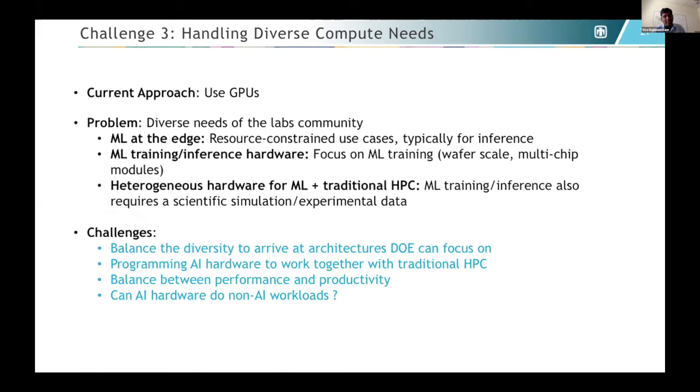The problem here is that science use cases have a diverse need for accelerators. We could use the accelerators at the edge, like an experiment. We could use it in an experimental facility. We could have custom accelerators for training or for inference, or we could use this with a traditional HPC use case. And all of them require challenges in programming them with our simulations in a portable way. And can we also use these accelerators for non-AI workloads? So those are the primary challenges there. And all three of these are really open for anybody who's interested in this topic to come in and help us.